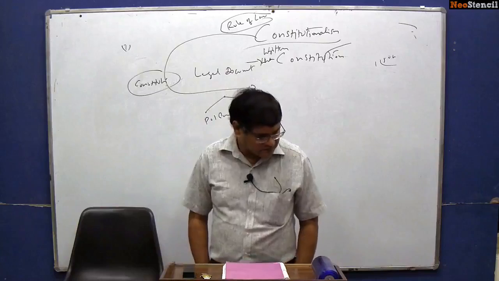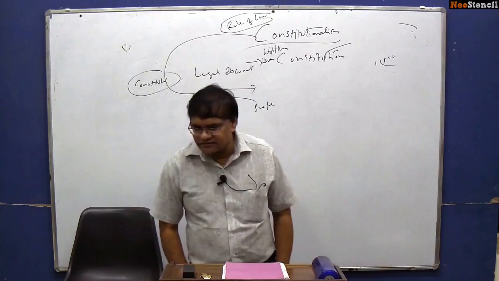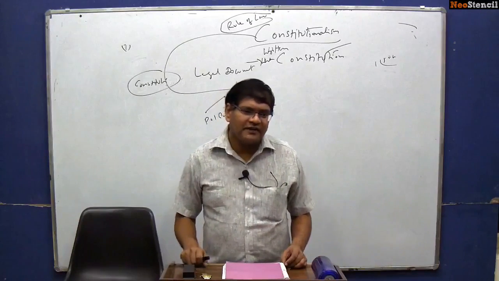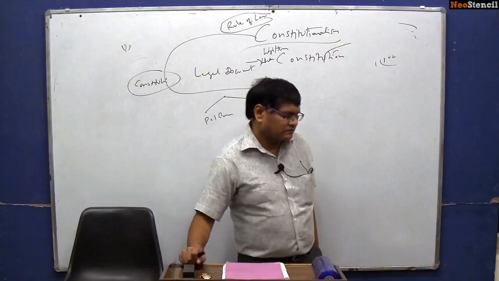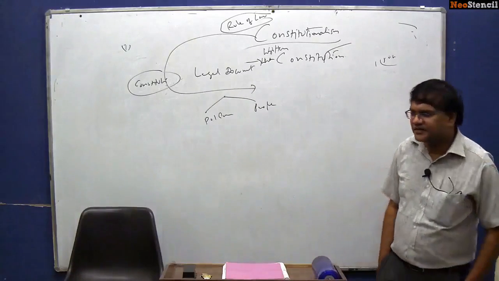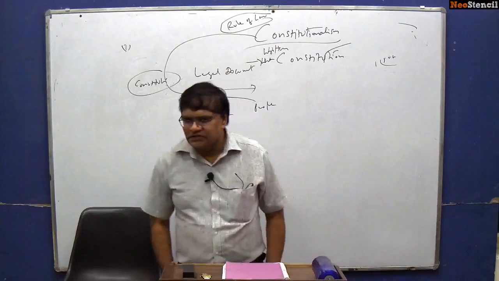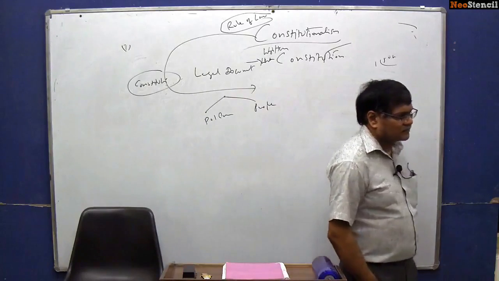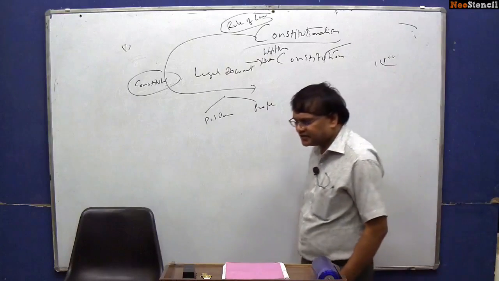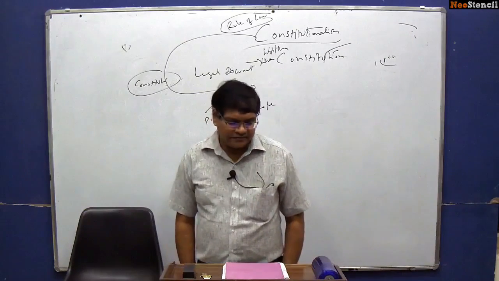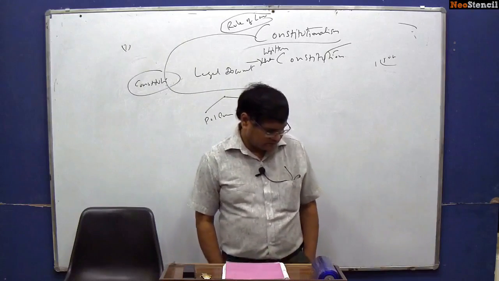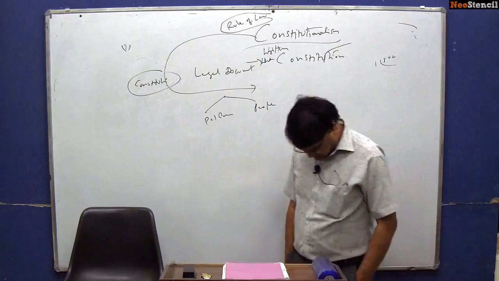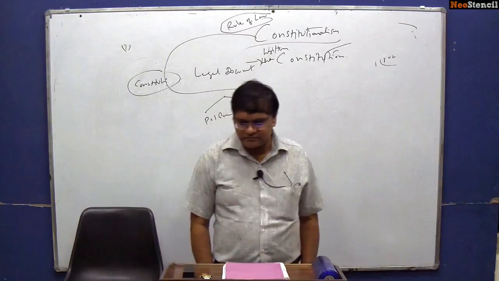Second dimension of constitutionalism: protection of fundamental rights of citizens from exploitation by organs of state and private individuals, private citizens.